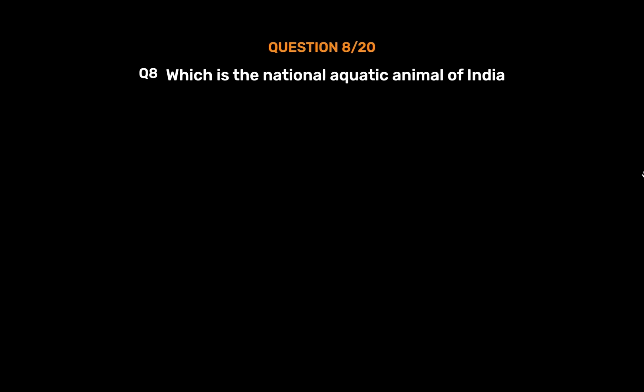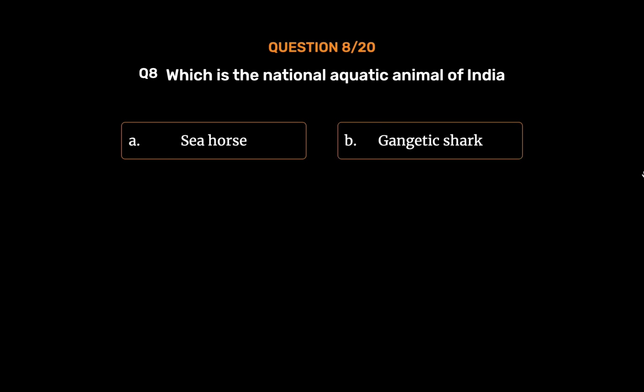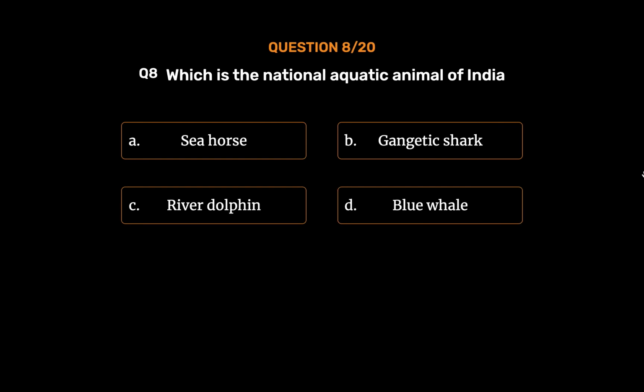Question number 8. Which is the national aquatic animal of India? Option A. Seahorse. Option B. Gangetic shark. Option C. River dolphin. Option D.